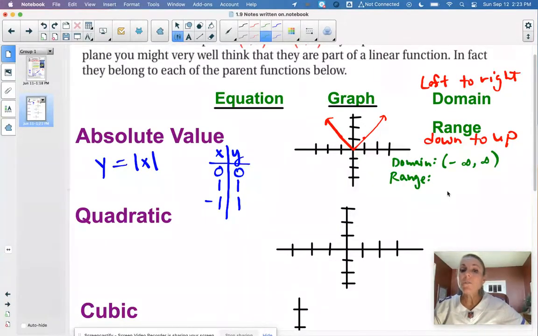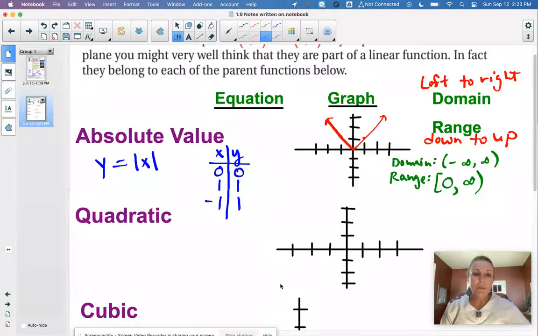The range is different. Remember, the range, we look at what's happening going from down to up. Well, the graph does not go below the x-axis, meaning that the range, or the y values, will never be negative. They're starting at 0, and so we're going to use a bracket because it includes 0, and they're going up forever. That's infinity. And that would be the range.